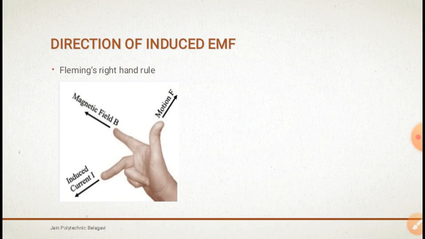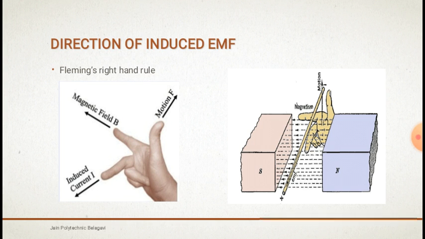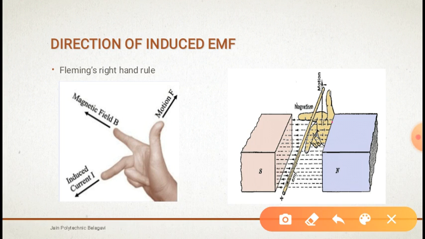Hence, in the next slide, we are going to study the direction of induced EMF. It is given by Fleming's right hand rule. So stretch three fingers at 90 degrees to each other, where the thumb indicates the motion of conductor, the forefinger indicates magnetic field, and the middle finger indicates the induced current. So you can see here, these are the lines of force which are given by the forefinger, and this is the movement of the coil which is given by the thumb, and in this direction EMF will be induced in that coil, which is given by Fleming's right hand rule.